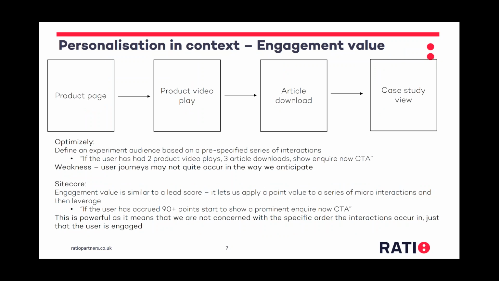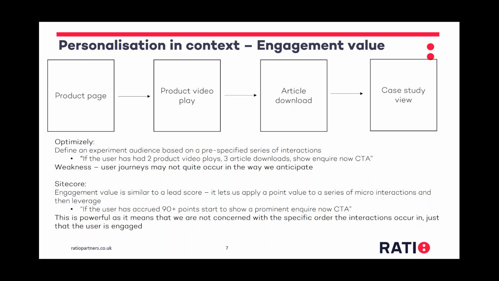The other very powerful feature of Sitecore is engagement value. So I mentioned that in Optimizely you can set up audiences based on predefined rules around particular events that the user has triggered, pages that they've seen, and so on. What this means in the context of building an audience and saying what experience that audience should be delivered is that in Optimizely you need to be very specific around which particular interaction should have happened in order for the user to see the new experience.